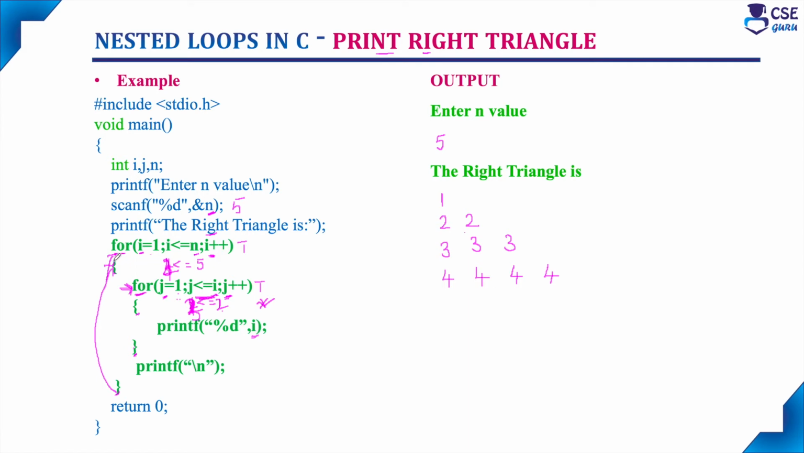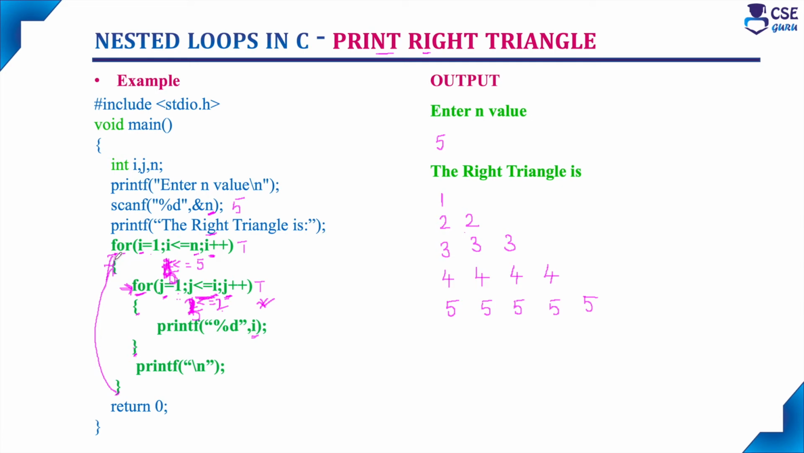Again control will be transferred to the outer for loop. i will get incremented to 5 now. So 5 less than or equal to 5, condition true. And now again control will be transferred to the inner for loop. And the inner for loop will print i value 5 when j is equal to 1, j is equal to 2, j is equal to 3, j is equal to 4, and j is equal to 5. When j is equal to 6, i value is 5 only, so the inner for loop will terminate.